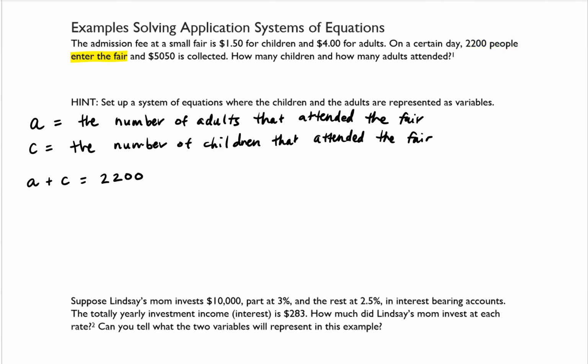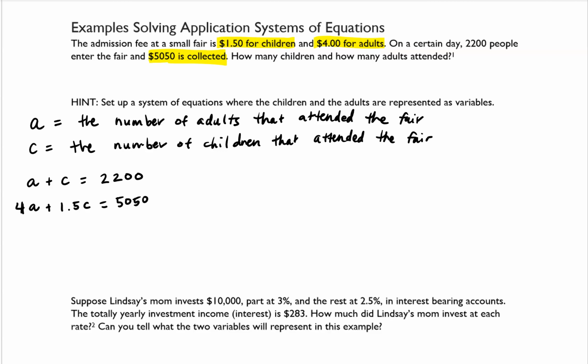Now, the second equation that I'm going to be able to create is based off the amount of money that was collected. So a children's ticket is $1.50, an adult ticket is $4, and we know the total amount of money that was collected that day. So the equation that I can come up with is $4 times the number of adults that attended plus $1.50 times the number of children that attended. If we add those dollar amounts together, we know that there was $5,050 collected in total.